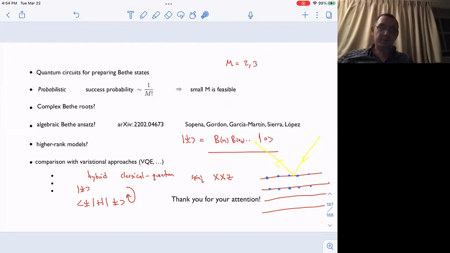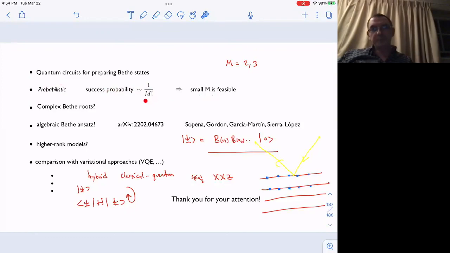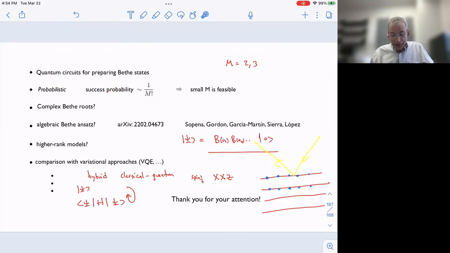Yes, we can talk, but the algorithm I spent most of the time on is a probabilistic algorithm whose success probability falls as 1 over m factorial, m being the number of magnons. So the probability of getting the state is very small if m is large. And if you're interested in an anti-ferromagnetic ground state, m is L over 2, half the system size, and so it's dead.